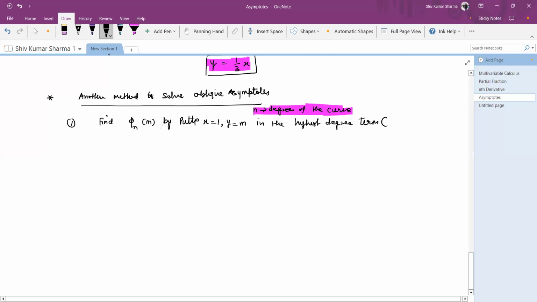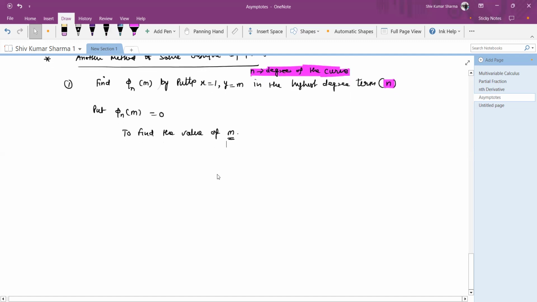Highest degree term is the nth degree term. You remember, for the highest degree only, we put x equal to 1, y equal to m in the highest degree term. So in those terms which have degree n, we just put x equal to 1 and y equal to m. Now, the second thing we do is put phi n of m equal to 0 to find the value of m. So by putting phi n of m equal to 0, we find out the value of m.